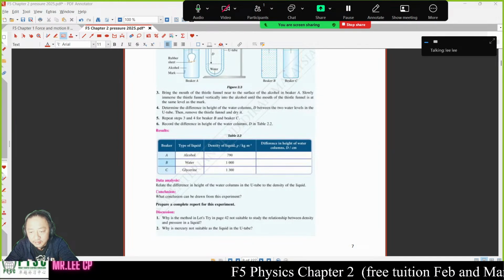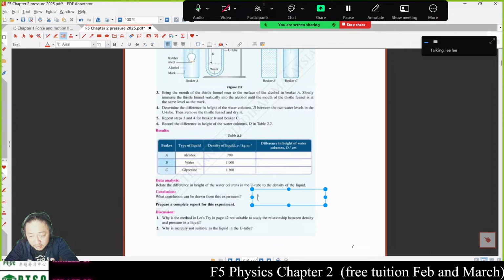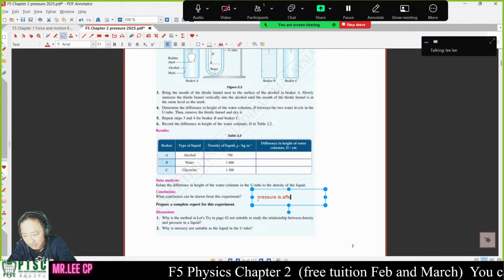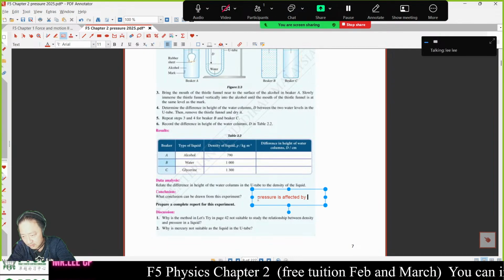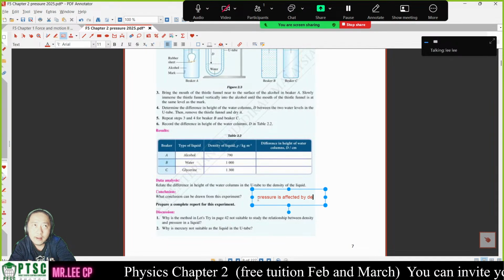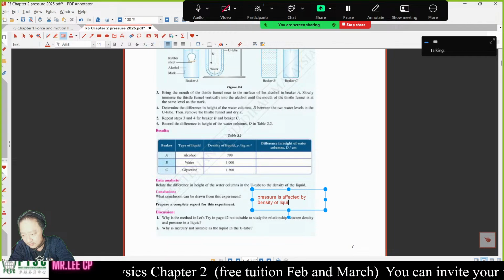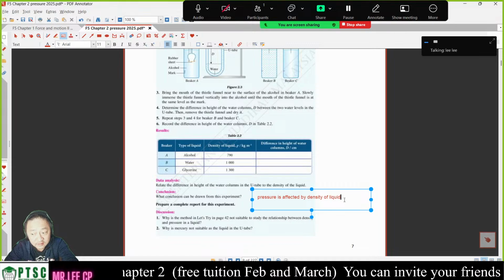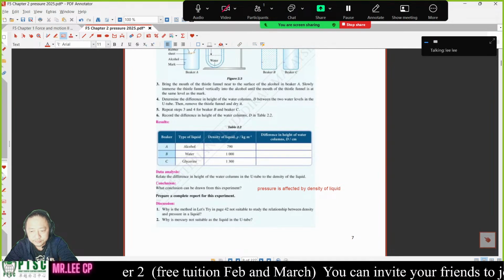Alright, so what is the conclusion? The pressure is affected by density. Right? Different density will give me different pressure.